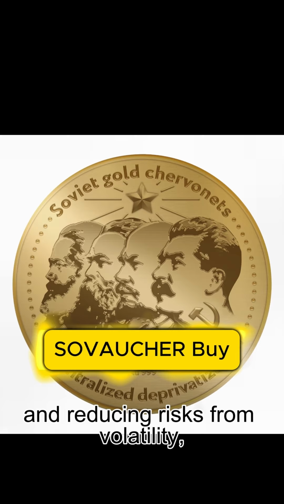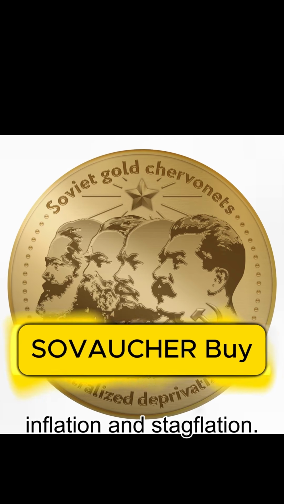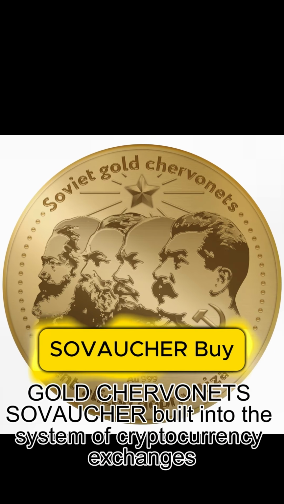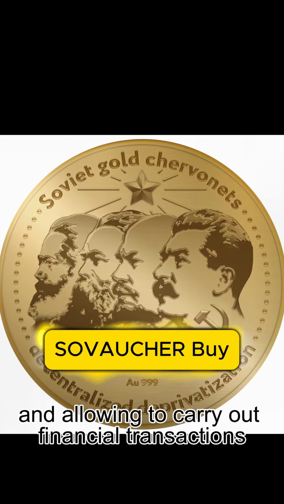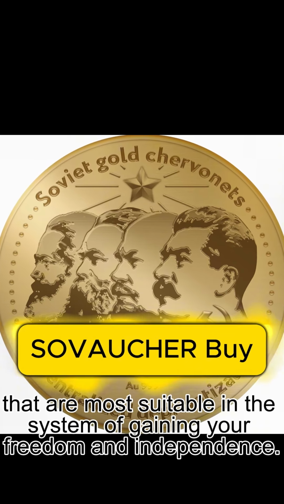One of the most important modern decentralized tokens is Soviet gold chervonets, SOVAUCHER, built into the system of cryptocurrency exchanges and allowing financial transactions, which is the most suitable in the system of gaining your freedom and independence. You are on the right path, comrades.